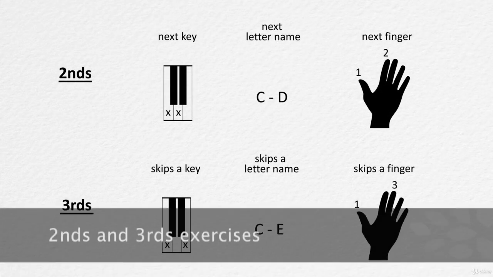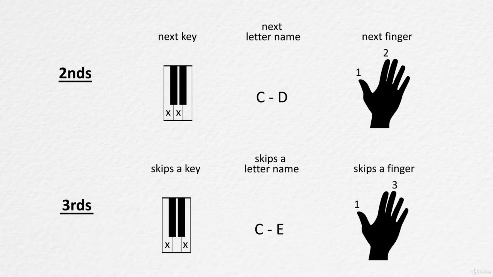To review how to read the two different intervals on the staff, here's a summary. For the interval of the seconds, these are stepwise motions, from line to space note or space to line note, with no skipping of the keys, letter names, or fingers. For the intervals of the thirds, these are skips, from line to line or space to space note, skipping one key, one letter name, and one finger. The best way to read music on the staff is by interval and direction.